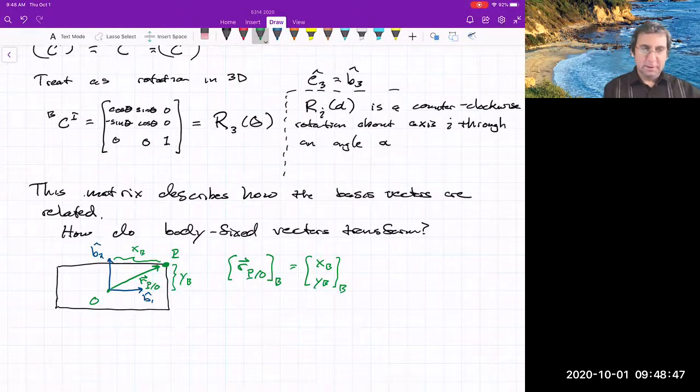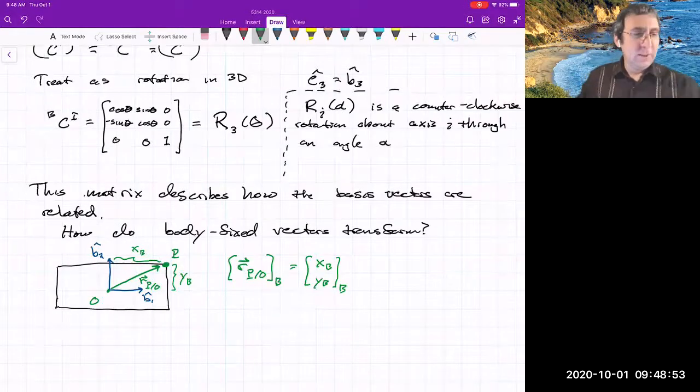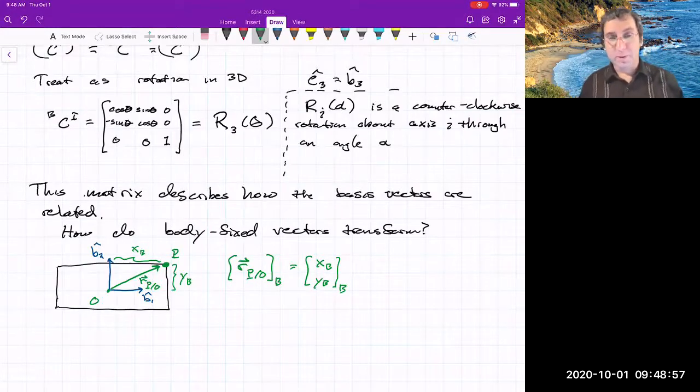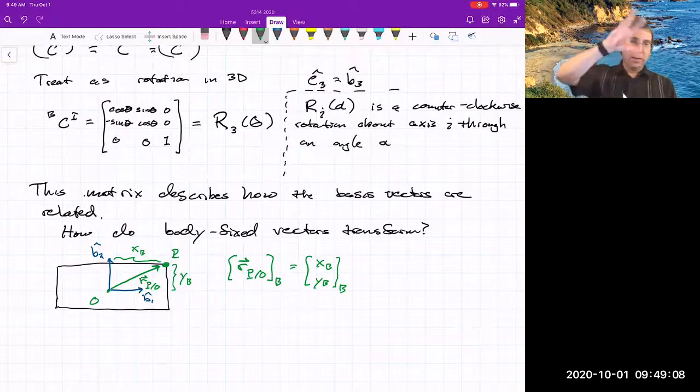And what does this vector look like when I then transform into the inertial frame? So this might be important for doing a simulation or animation. I want to know how this point P, actually all points along the body, how are they moving in the inertial space?